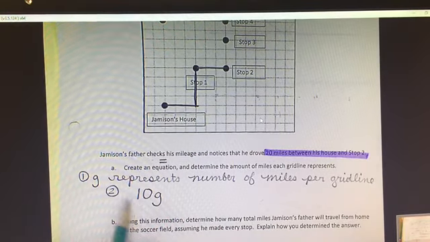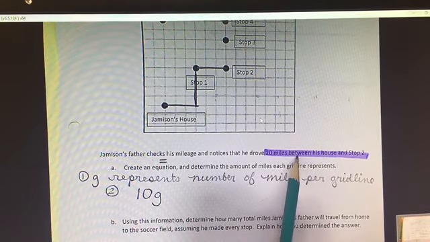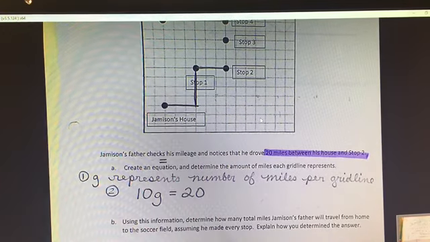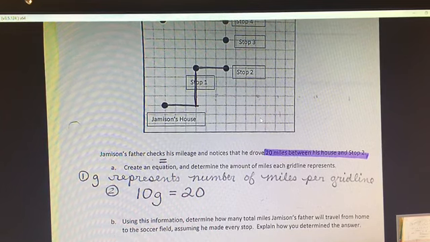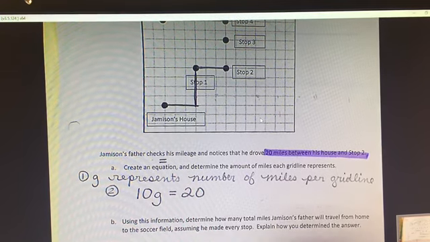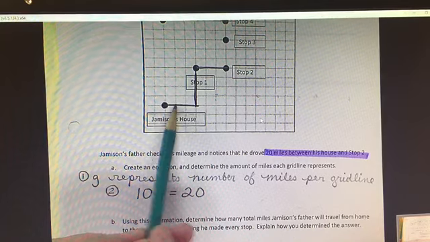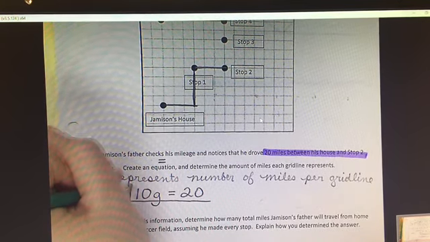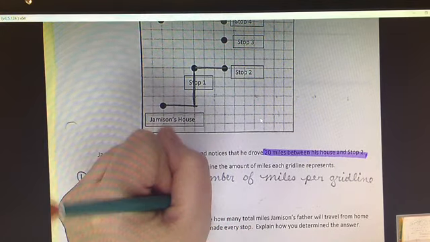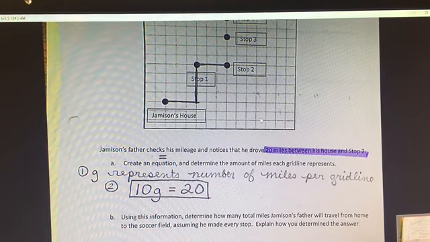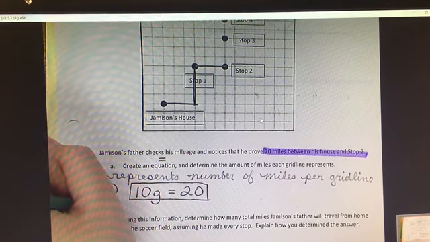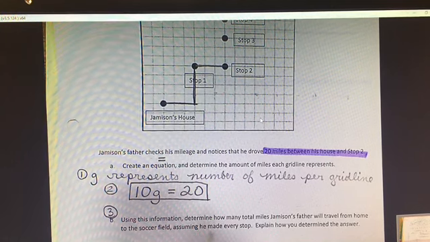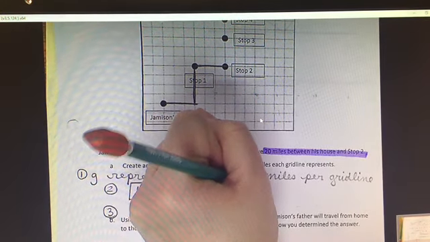Okay, so then we get 10G and it equals 20 miles, because that's how many miles it was between his house and stop 2. Okay, so we're just counting our grid lines to get the number of grid lines. This is the second piece you need to have on your test. And then the third piece you need to have for answer A is you need to tell me what G represents. So we would solve 10G equals 20.